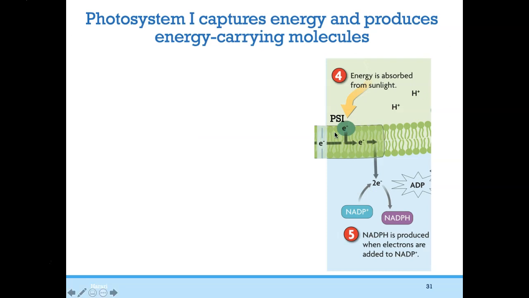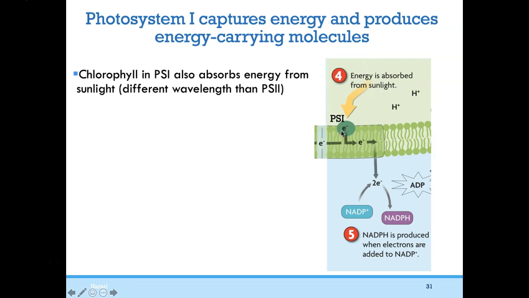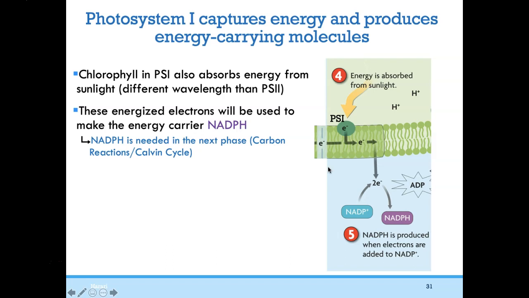Photosystem 1 is the next photosystem. So again, we have a separate chlorophyll molecule here. And energy from the sun will excite the electrons in photosystem 1. They actually absorb a slightly different wavelength of light. So the photosystem 1 electrons get excited by a slightly different wavelength of light. But regardless, these high energy electrons are not used to pump protons inside the thylakoid. These energized electrons will be used to make the energy carrier NADPH.